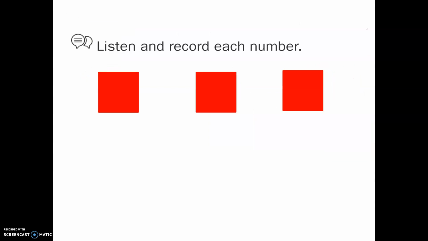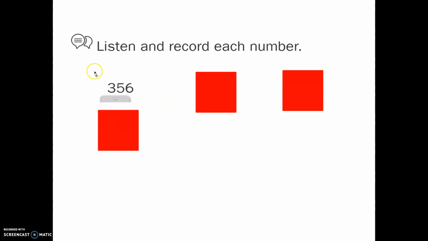You can erase your board, and this time I want you to write down these 3 numbers: 356. The second number is 472, and the last number that I want you to write down is 405. So let's take a look at the first number. What is the digit in the hundreds place? The digit in the hundreds place is 3. The value of that 3 is 300.